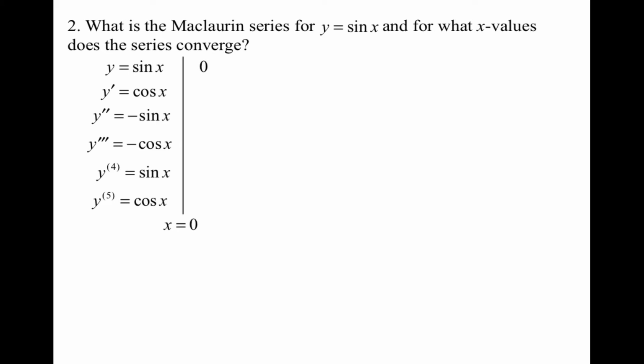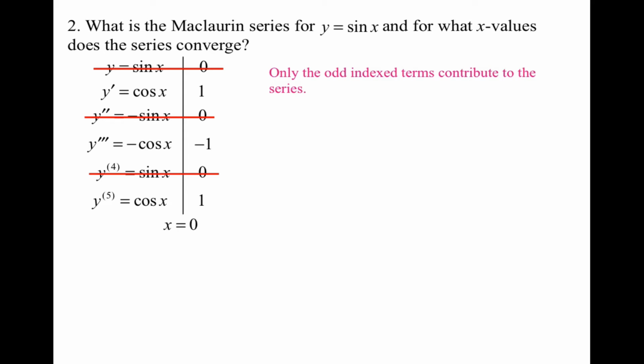So when I do that, I'm going to get 0, 1, 0, negative 1, 0, and 1. And I'm going to cross off the 0 terms because when I multiply by 0, that term in the polynomial will cancel out. So I'm not even going to worry about writing those terms. So that means when I set up my sine x, I only have the odd index terms, which will contribute to the series. Right, so I have the first derivative term, the third derivative, and the fifth derivative, which means I'll have the seventh derivative, and so on.